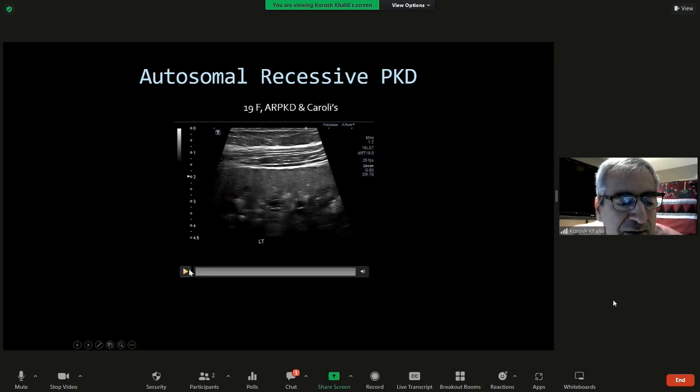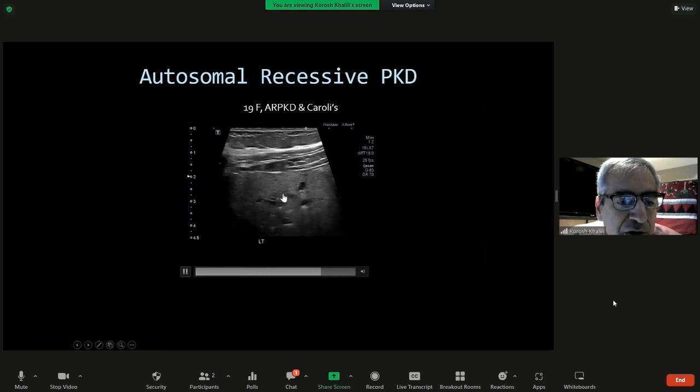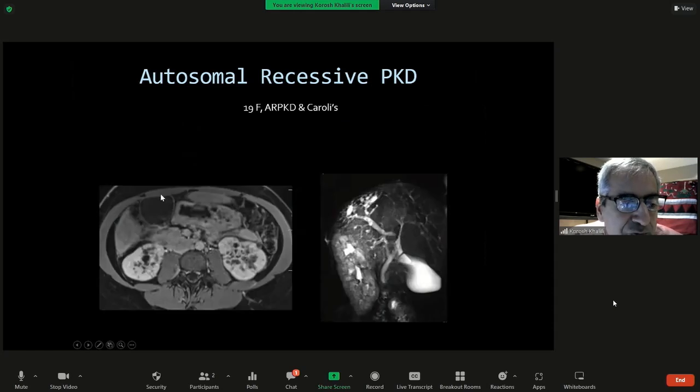So in this case, again, the same sort of thing where we see the cystic changes in the medulla, and the cortex doesn't have much of the cyst. And so when we look at the MR on this patient, for example, we can see that the renal cortex is spared and the cysts are predominantly within the renal medulla.